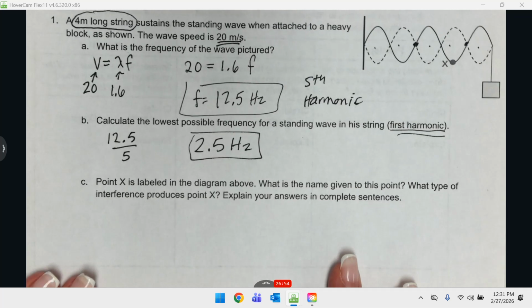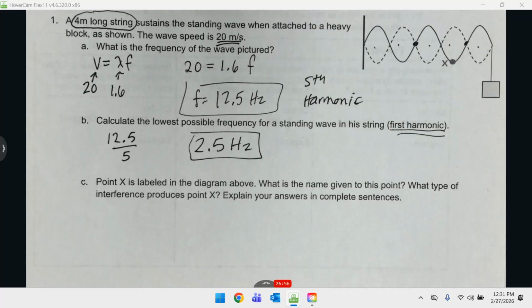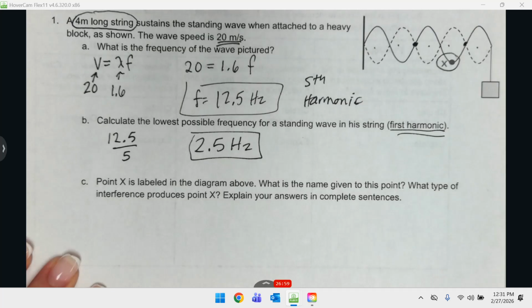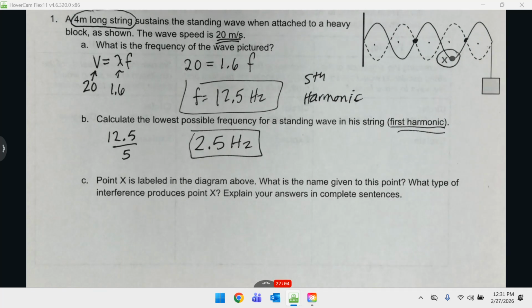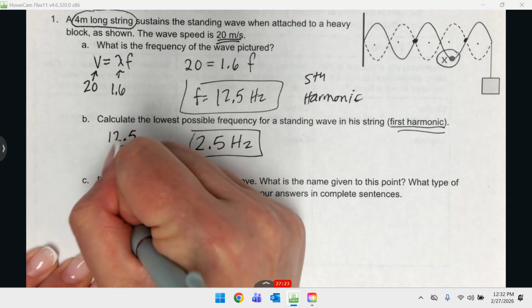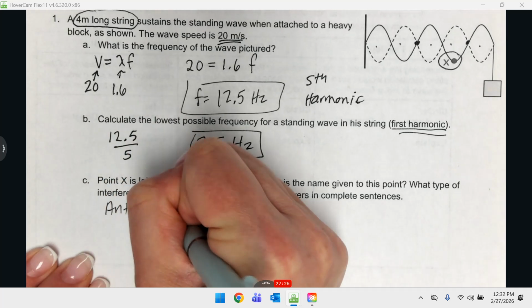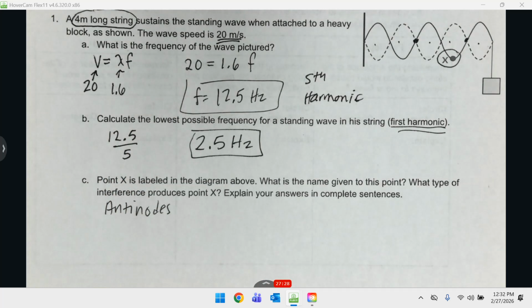All right, question C. Point X is labeled in the diagram above. Here it is, right there. What is the name given to this point, and what type of interference produces point X? All right, so point X is on one of the troughs. It's on one of the areas of the standing wave where you have maximum oscillation, where you have this up and down motion, and you see these bulges in that standing wave and these areas where you have maximum amplitude. Those areas are called antinodes, and they are produced by constructive interference.